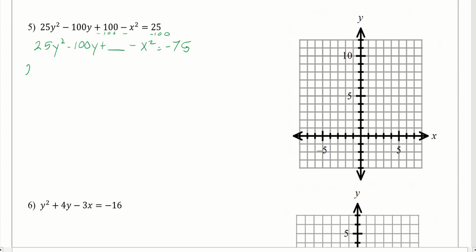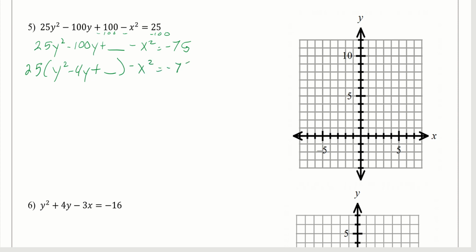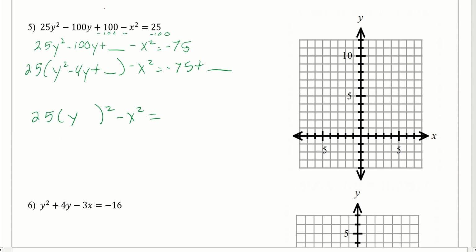So take out a GCF here, 25. So we have y squared minus 4y plus something, minus x squared is equal to -75 plus something. So I like to set it up: 25, y, I'm not going to say minus, y something squared minus x squared is equal to something, okay? And so as I go through this, completing the square, b divided by 2, which is -2. Again, that goes right there.